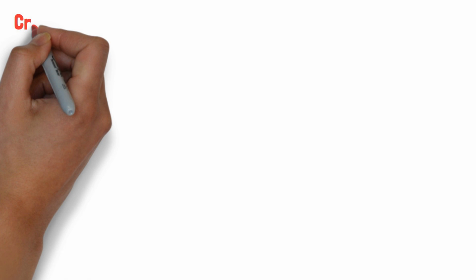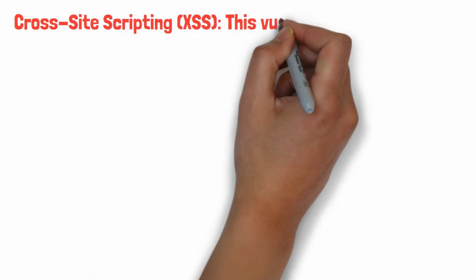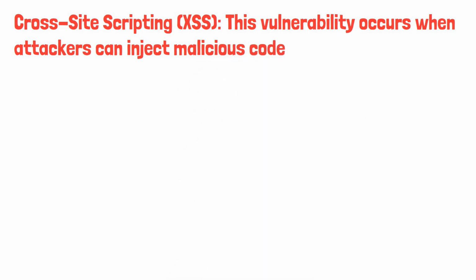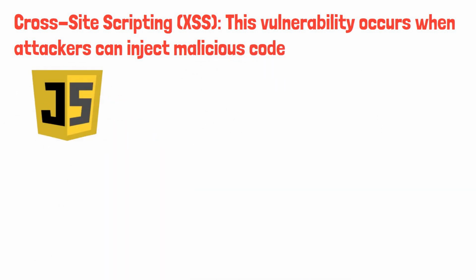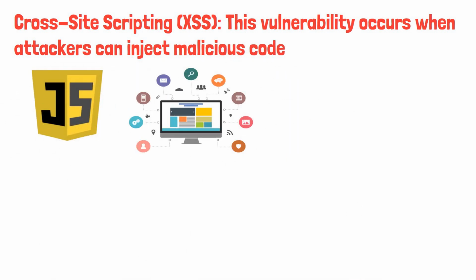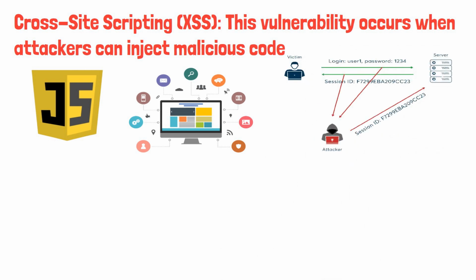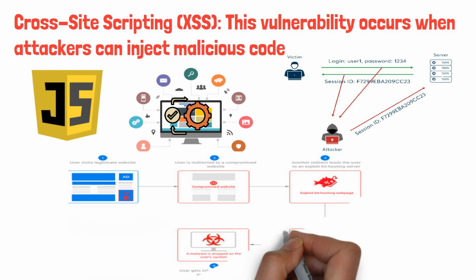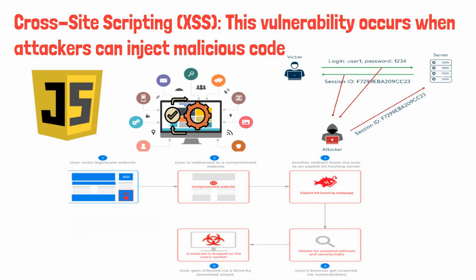Next up is cross-site scripting. This vulnerability occurs when attackers can inject malicious code, typically JavaScript, into a web application. This can allow attackers to steal session IDs, modify page content, or even redirect users to a malicious website.